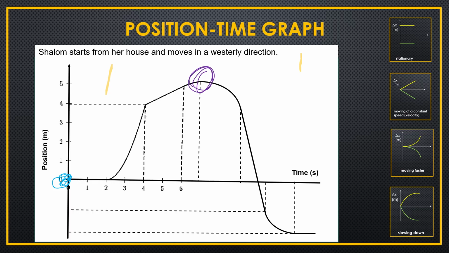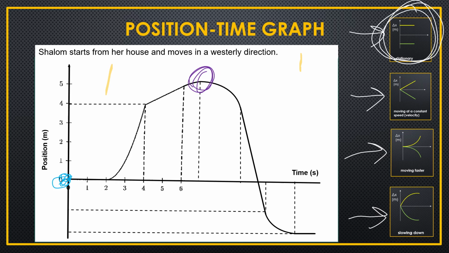Now, let's look at all these little theoretical shapes that we now have in our brains because we have memorized them. Let's look for periods of time where Shalom was stationary. Well, the first one is here between 0 and 2. Whenever you see a horizontal line, that is when you know the object was stationary.